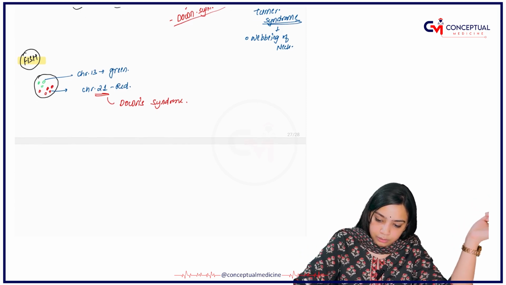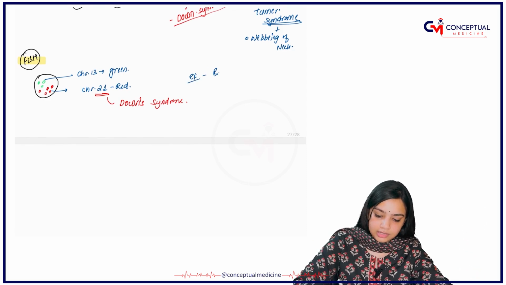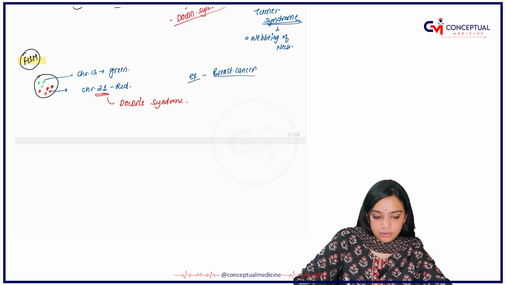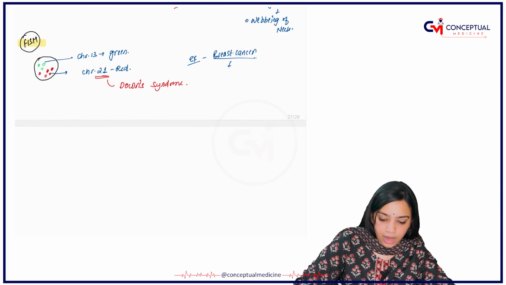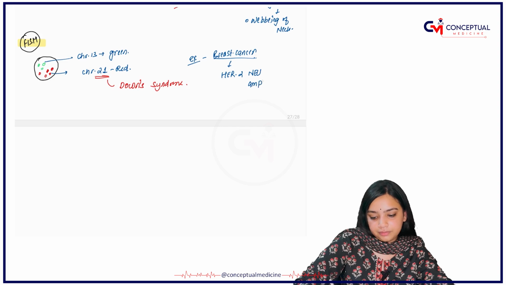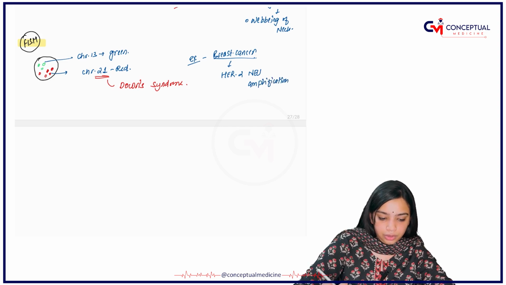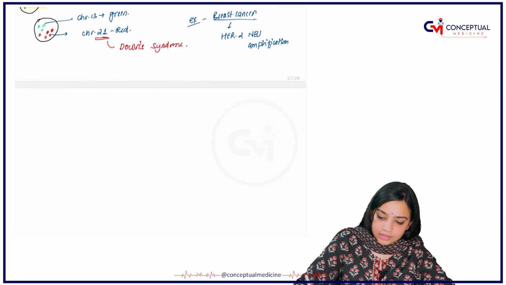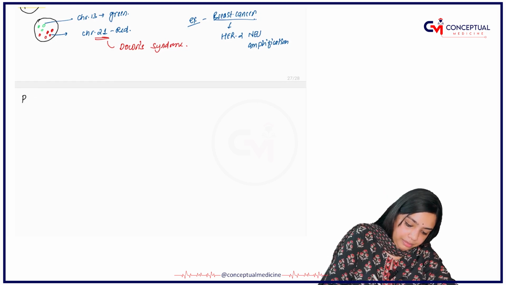Okay, so one more thing, I can give you an example of breast cancer. In breast cancer, you have the HER2/neu amplification. Okay. Next thing that we will be studying is about the PCR.